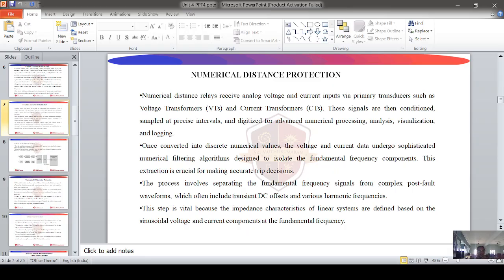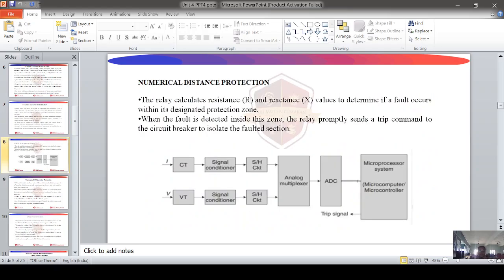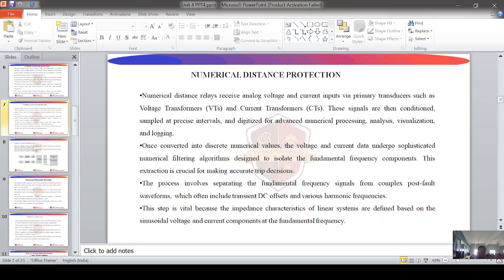Numerical distance protection and signal processing. Filters remove harmonics and noises, and extract fundamental frequencies for accurate analysis. And then the operation of numerical distance protection: the relay calculates resistance and reactance. If the fault is within the zone, it sends trip signals to the circuit breaker.